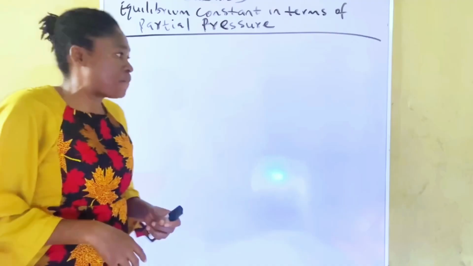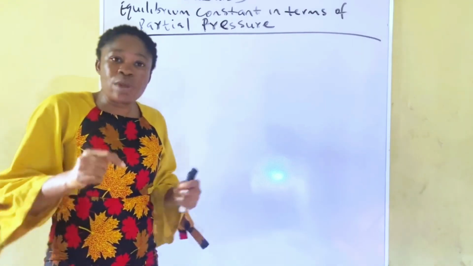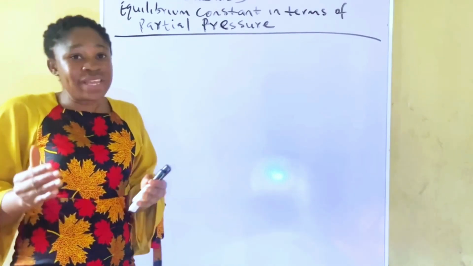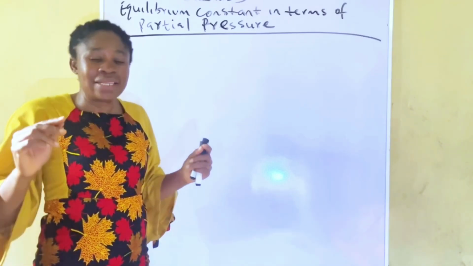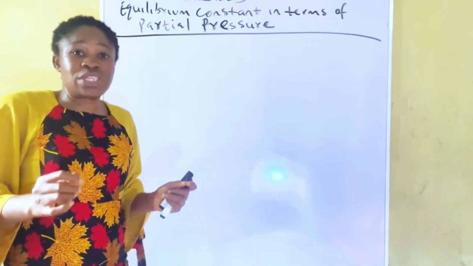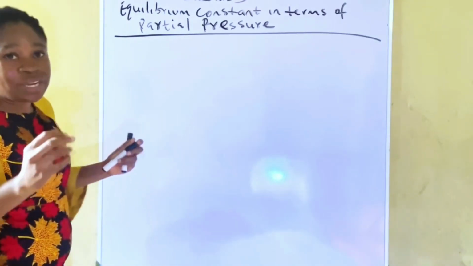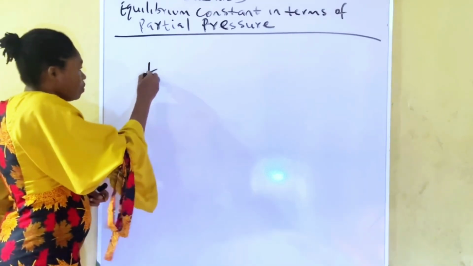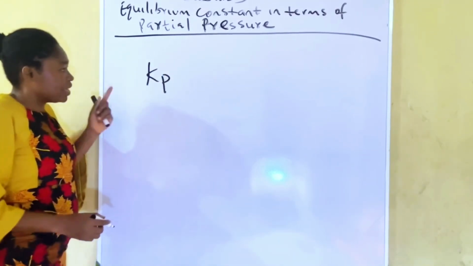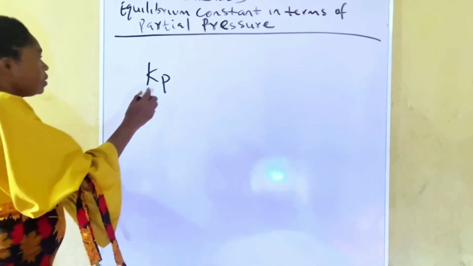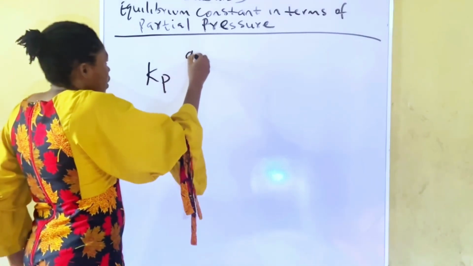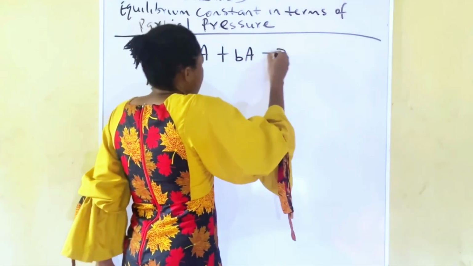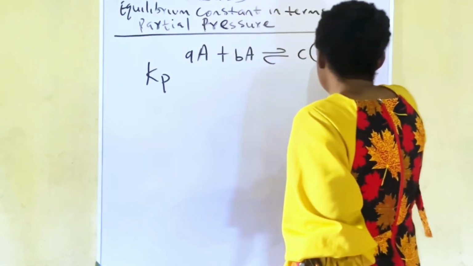When gases react, the equilibrium constant may be expressed in terms of partial pressure of the gaseous reactants and gaseous products. Such an equilibrium constant is called the partial pressure equilibrium constant and is denoted by Kp. So let's look at this equation: A reacts with B to give C plus D.